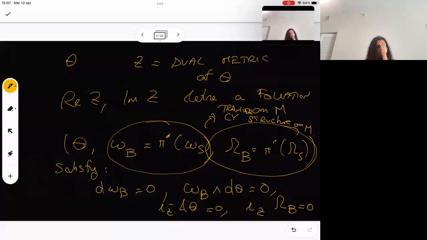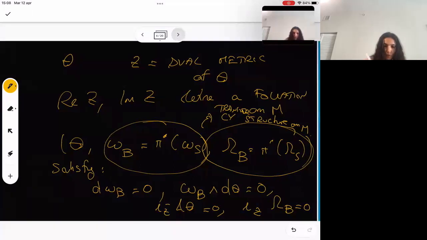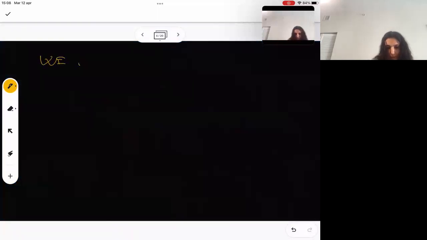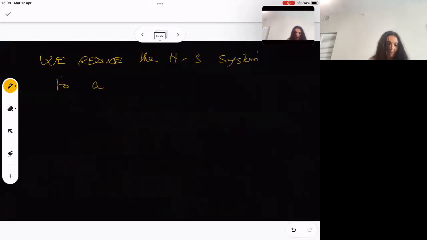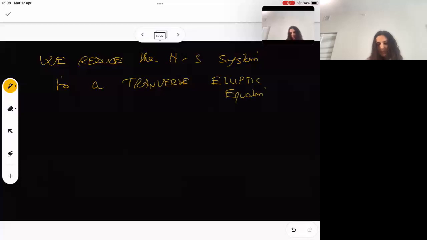So the idea is now we did a similar computation to transform the third equation into an equation, this time involving a basic function, essentially basic function u. And so we reduce the whole Strominger system to what is not anymore an elliptic equation, but a transverse elliptic equation. So it's elliptic along the directions orthogonal to the orbit under the action of the group.